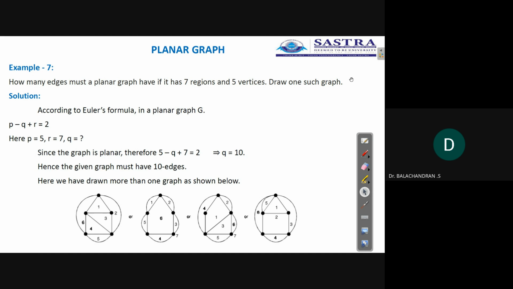Now draw one such graph. One such graph means using P equal to 5, R equal to 7 and Q equal to 10, we should draw a graph. So these four graphs satisfy P equal to 5, R equal to 7, Q equal to 10. So you can draw any one of the graphs.